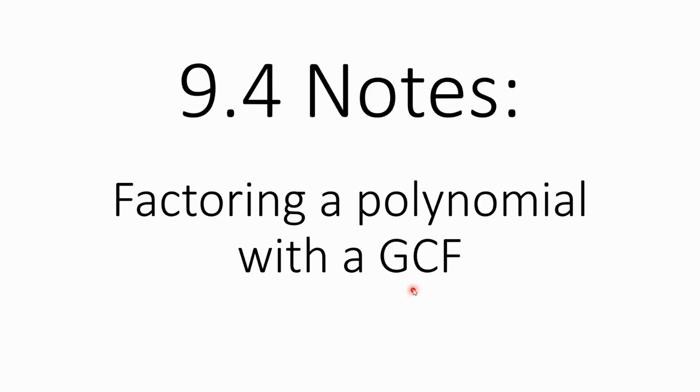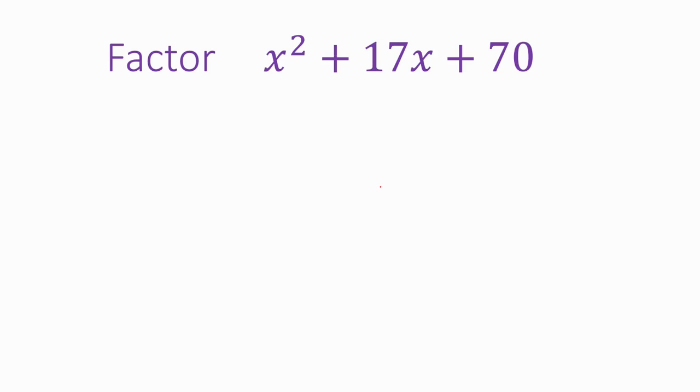And what does this stand for again? Greatest common factor. So this was the last section, 9.3. They said, hey, here is a polynomial, factor it. So what they wanted us to do is find the binomials that we had multiplied together in the first place to get it. And we talked about how you have to look at this last number, in this case it's 70, and list out factors of 70.